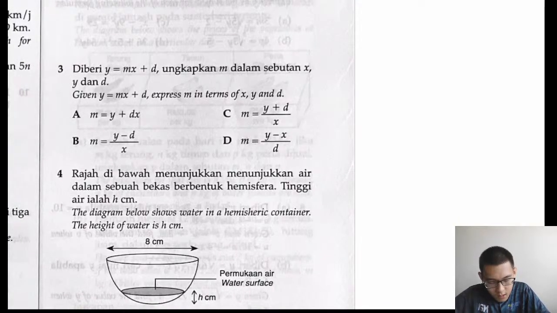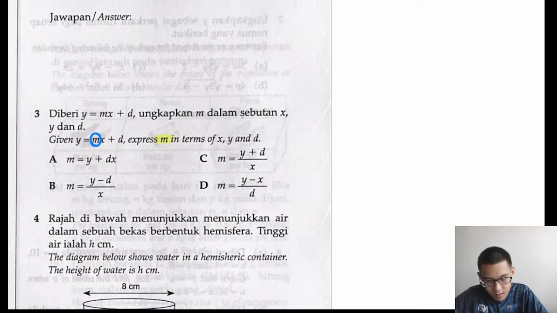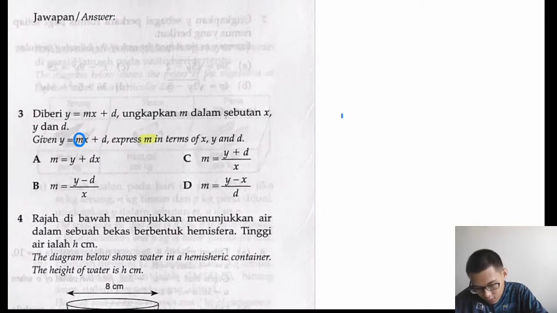And then given my equals ms plus d, express m in terms of x, y, and d. So we need to identify the subject first. The subject is m. So we need to take out m, make m the subject. First we write down the equation. From overall, we can minus d here, and on the right hand side we also minus d. So now we have y minus d and x. So we can try to take the x over.